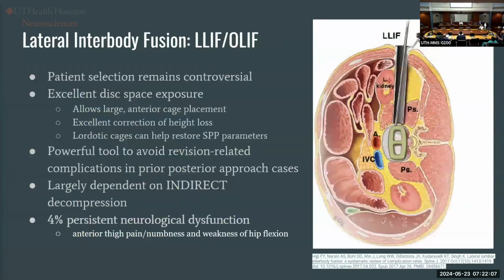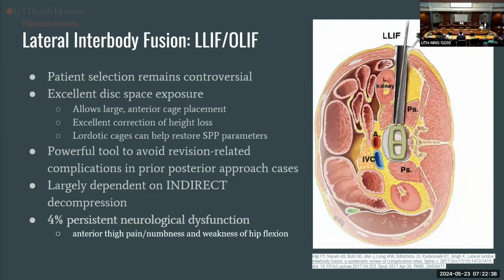So lateral interbody fusions, I don't do these, I'm trying to learn them, so I'm not an expert. I'll cover them briefly. Patient selection remains controversial. They're probably a little bit overused at this point, partially because they're easier on the surgeon. But they do allow extremely good disc space exposure, so you can put very large grafts in. You can get them very anterior, and if they're lordotic, you can get really good bony apposition and good lordotic correction.